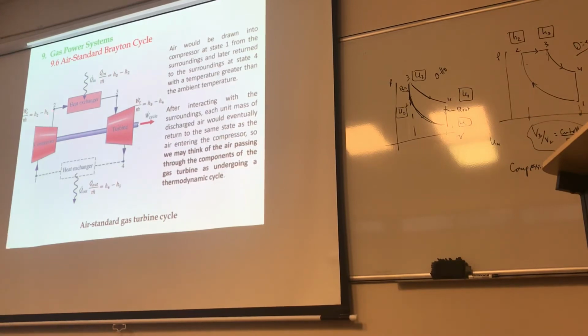So if you need h1, h2, h3, h4, let's look at the compressor, for example. Do you think the h at 2 is higher than h at 1?